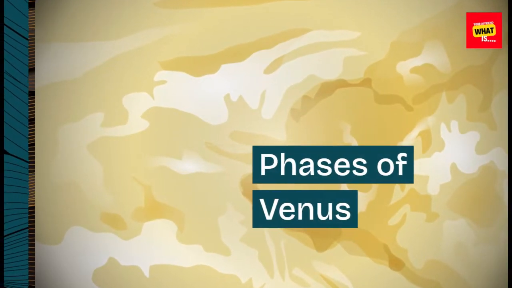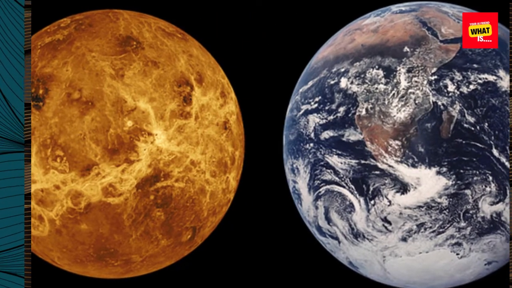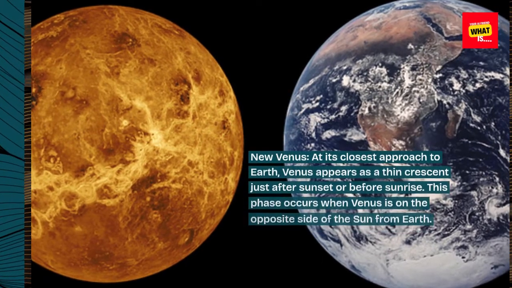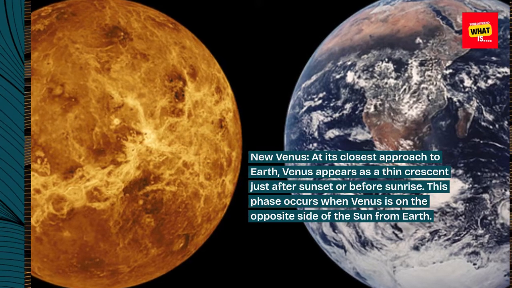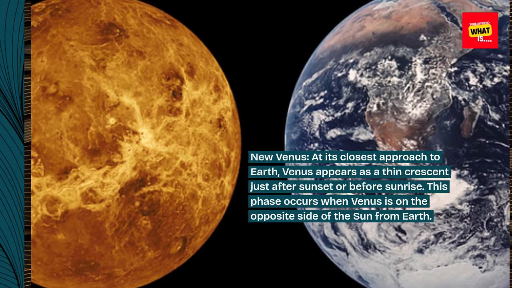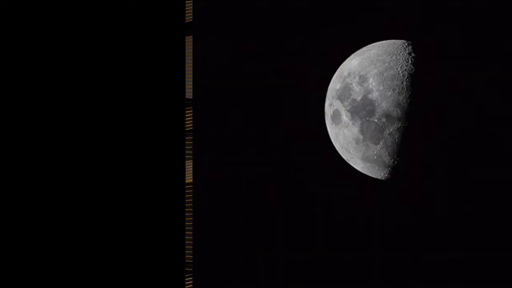Phases of Venus. New Venus. At its closest approach to Earth, Venus appears as a thin crescent just after sunset or before sunrise. This phase occurs when Venus is on the opposite side of the Sun from Earth.